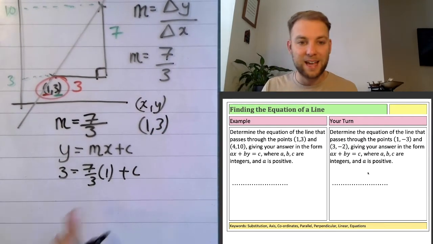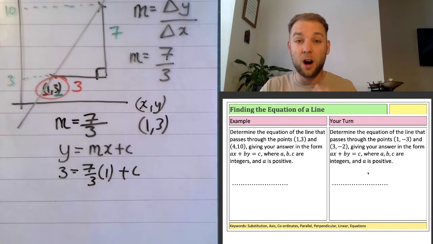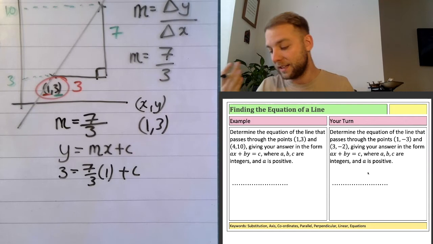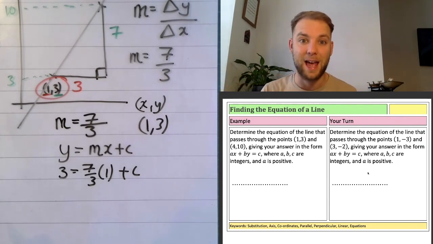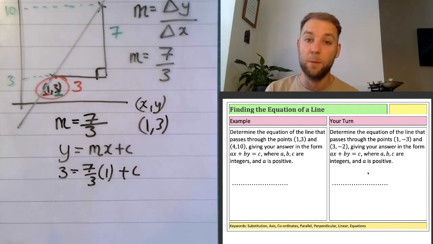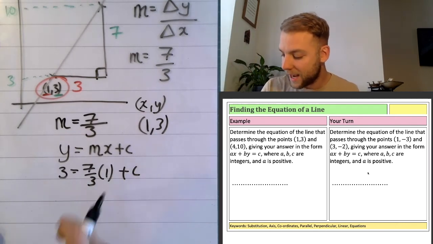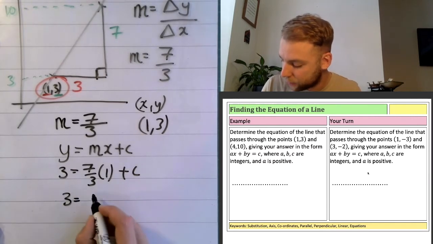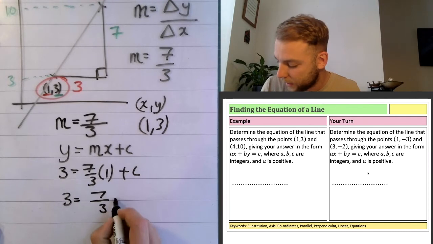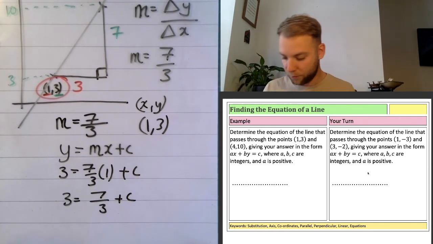Now, don't let that 7 over 3 scare you because it's a fraction. Fractions are trickier, but if you're potentially using a calculator, or if you write this with 3 as the denominator, this is just exactly the same. It's still just a number. So 1 times by 7 over 3 is just 7 over 3. So I end up with 3 is equal to 7 over 3 plus c, because 7 over 3 times by 1 is 7 over 3.